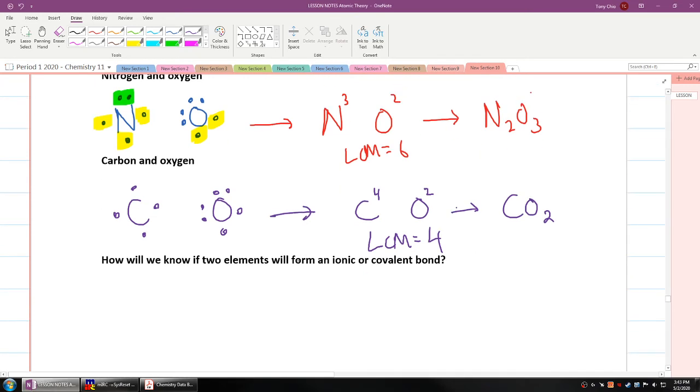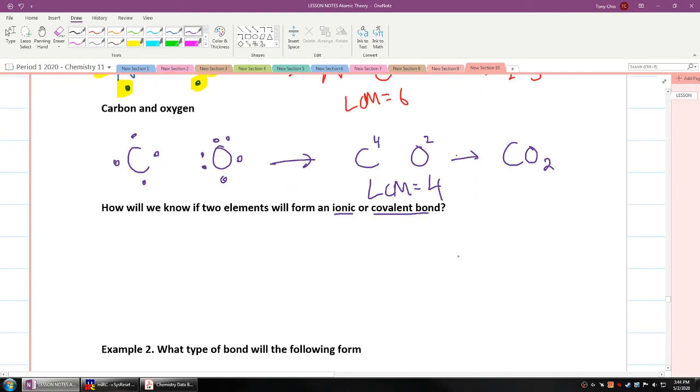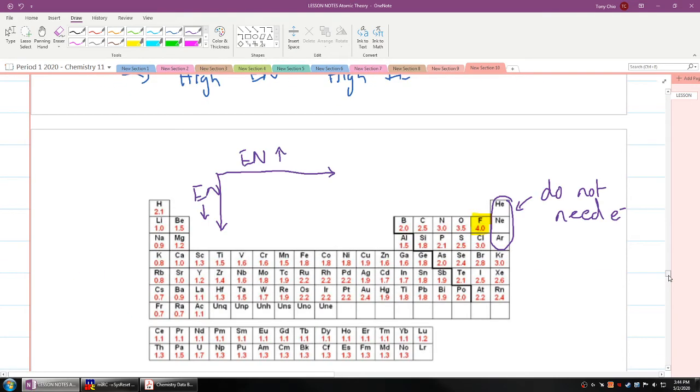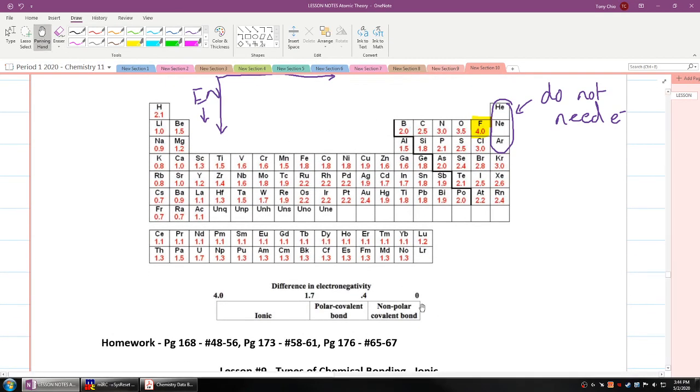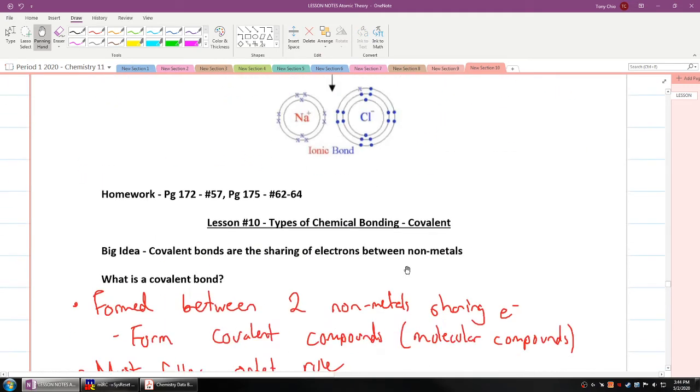Then, how do we know if an element will form an ionic bond or a covalent bond? Well, we look at the difference in electronegativity. You remember in the last lesson, we looked at this periodic table, we saw the numbers of electronegativity, and we saw a chart at the bottom. If the difference in electronegativity is 4 to 1.7, if you subtract the two electronegativities, they'll be ionic. Between 1.7 and 0.4, it'll be polar covalent, and less than 0.4, it's non-polar covalent. Now these numbers aren't exact. If they fall on that region, you'll have a blend, because most bonds are usually a blend of all these types of bonds.